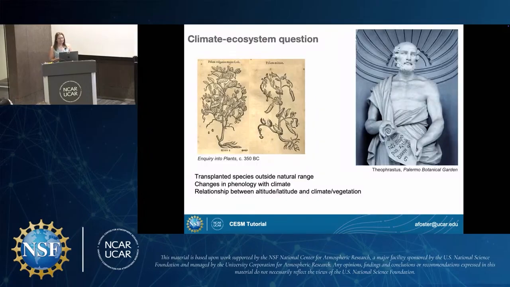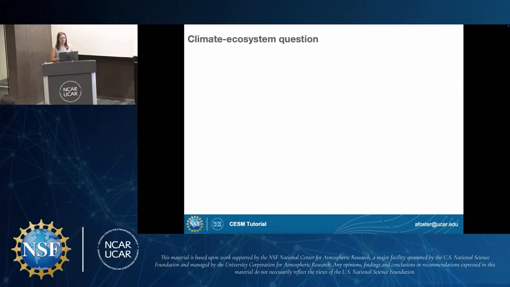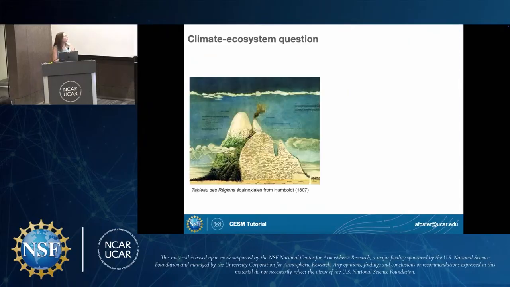As early as the 3rd century, the Greek philosopher Theophrastus was conducting ecological experiments like transplanting plant species outside their natural range to see how they would grow. He also documented changes in phenology, like deciduousness and evergreenness with climate, and the relationship between altitude or latitude and climate and vegetation. In the 1800s, Alexander von Humboldt was an ecologist devoted to detailed measurement of the planet with the goal of understanding how physical and biological processes shape and sustain the world.